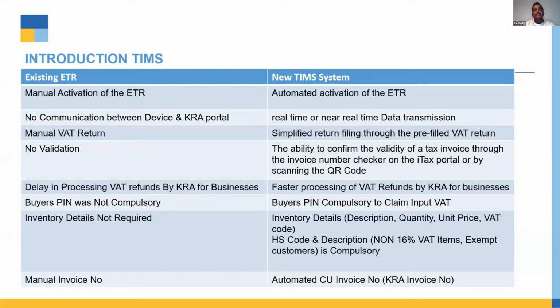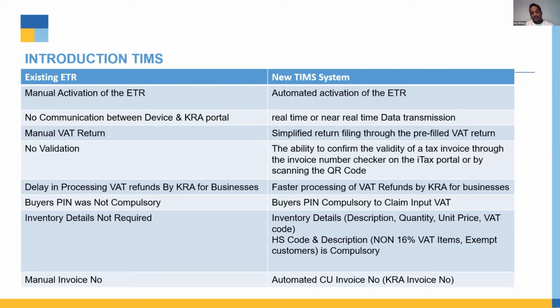Next, the buyer PIN was not compulsory previously. You all know that when you're using the previous ETR, you can just enter the amount. You don't need to enter the PIN. It was not compulsory, but here in the new ETR, the PIN is compulsory to claim input VAT. So that is mandatory, what KRA is doing. Next, the inventory details were not required in the previous ETR.